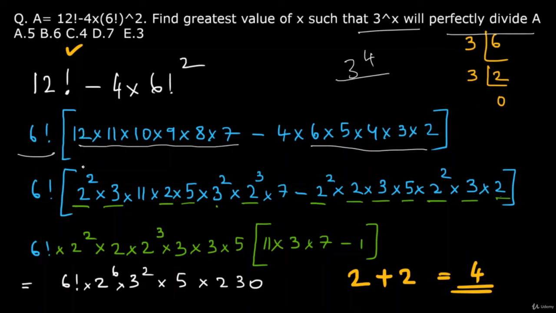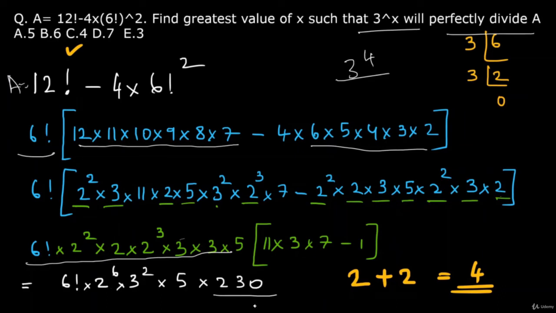Alright, now over here the next step is you factorize these parts. For example, 12 is written as 2 square into 3. Similarly, 10 is written as 2 into 5, etc. That will help us to take out common terms quicker. And then you take out common terms, so you'll get this expression over here in the outside, and inside the bracket you'll have 11 into 3 into 7 minus 1, and this part over here simplifies to 230. Alright, so this expression, that is A, is equal to 6 factorial into 2 to the power 6 into 3 square into 5 into 230.